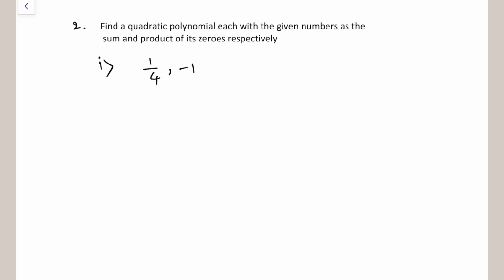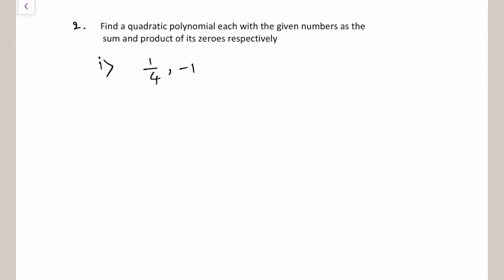Now moving to the second bit. Find a quadratic polynomial each with the given numbers as the sum and product of its zeros respectively. In the first bit what we did, they gave one quadratic polynomial and we found the zeros of the quadratic polynomial, right? But in the second bit, he himself already gave the zeros of the polynomial.